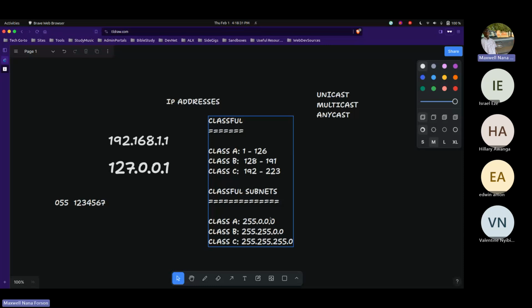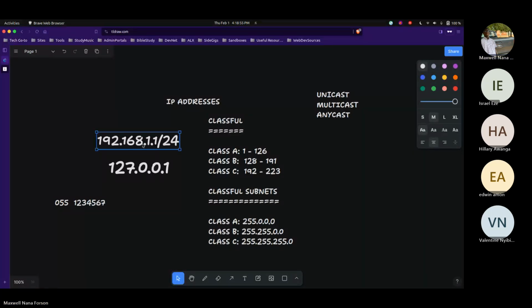Okay, so for the classless, what it does is, let's say you see an IP address like 192.168.1.1/24. This slash 24 over here, whenever you see it, just think of it in terms of bits that are turned on. It just means that for this IP address, 24 bits have been turned on for the network side.